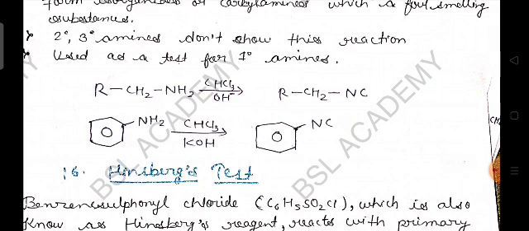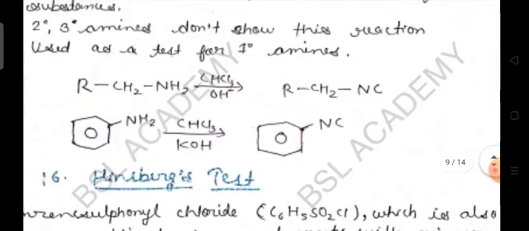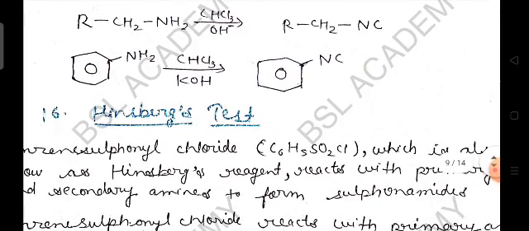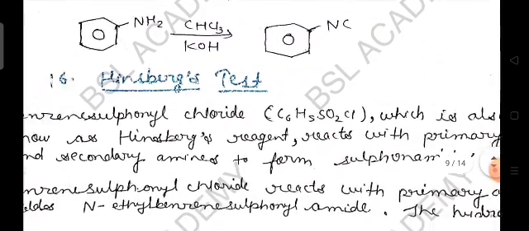See, RCH2NH2 in the presence of CHCl3 in the basic medium or alkaline medium gives RCH2NC. This is the isocyanide group. Same thing occurs with the benzene ring.